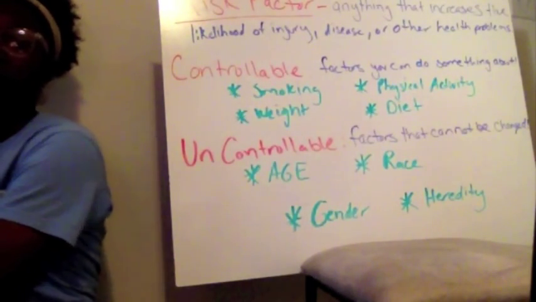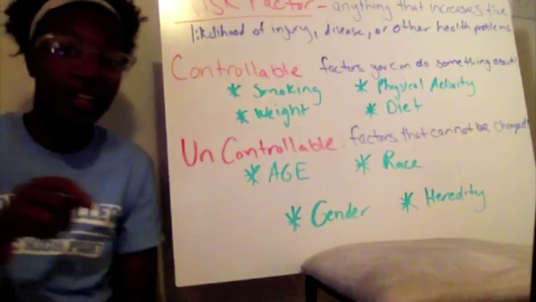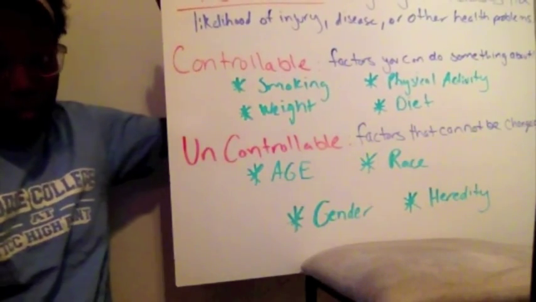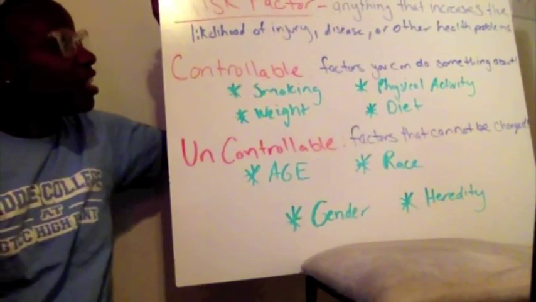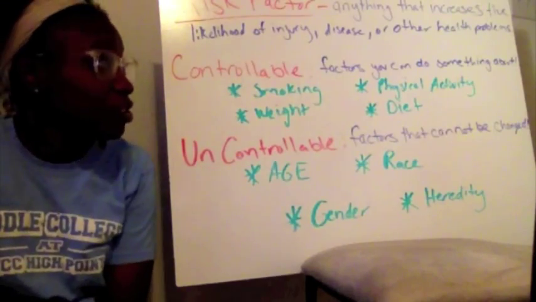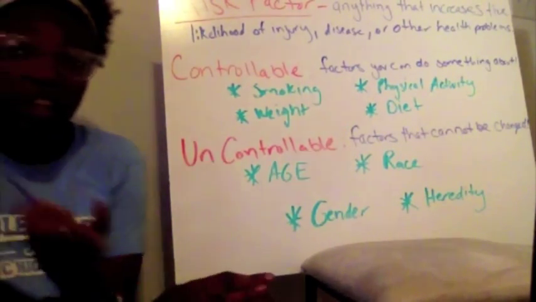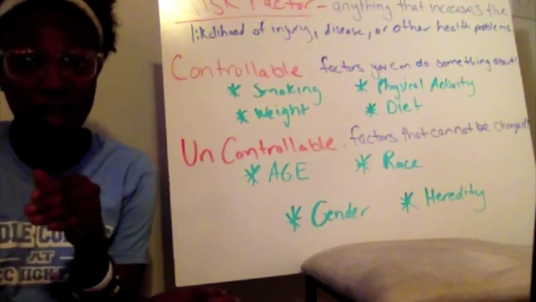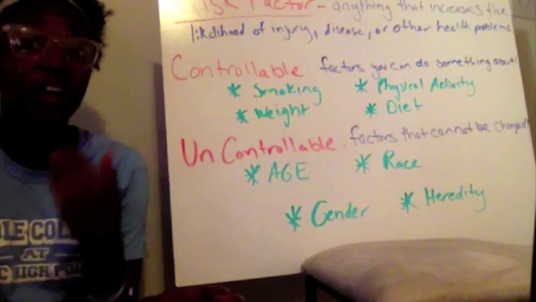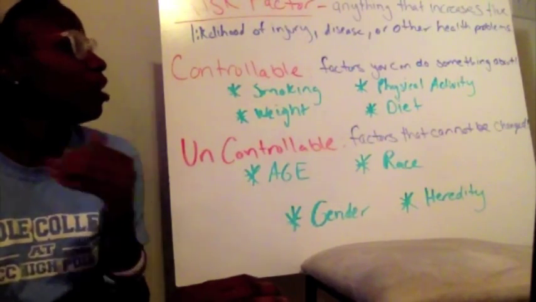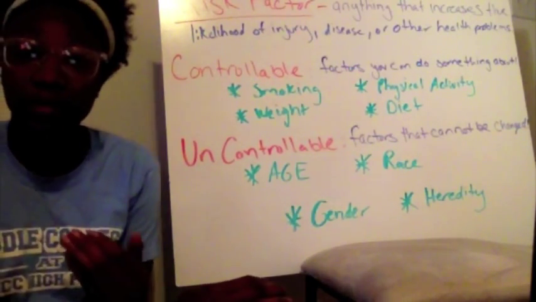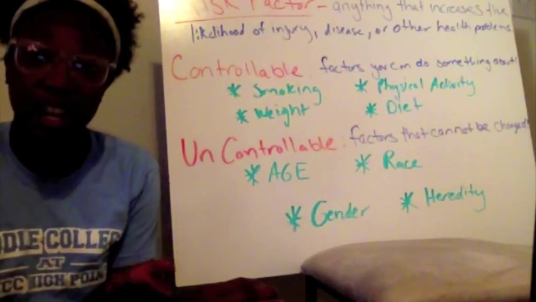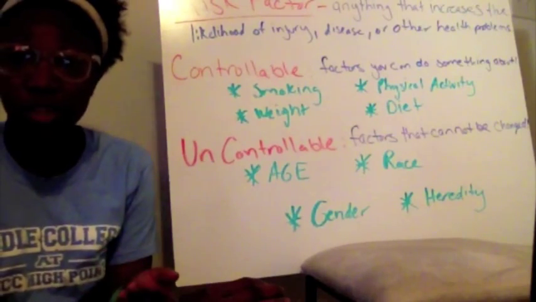So, what exactly is a risk factor? Risk factors, that's what this definition is: anything that increases the likelihood of injury, disease, or other health problems. So you have controllable risk factors, things that you can control. Controllable are factors that you can do something about. Examples of that: smoking, physical activity, diet, and weight issues.